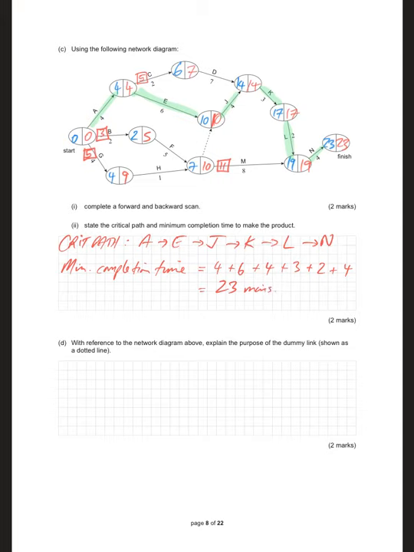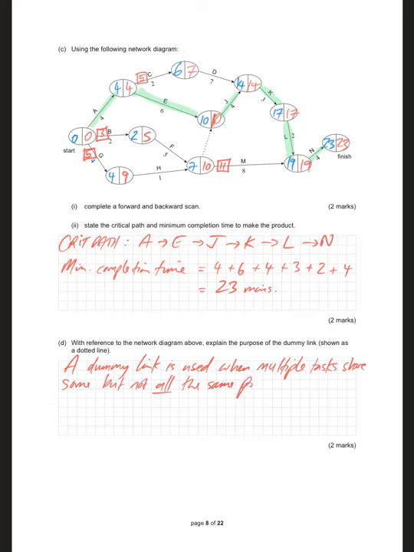With reference to the network diagram, explain the purpose of the dummy link shown in the dotted line. So, general purpose of a dummy link is used when multiple tasks share some, but not all, the same prerequisites.